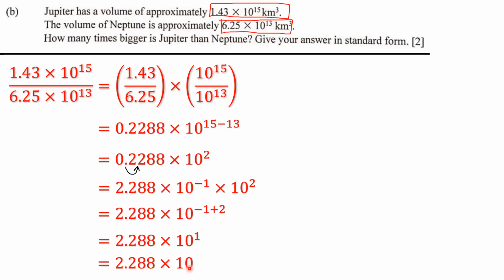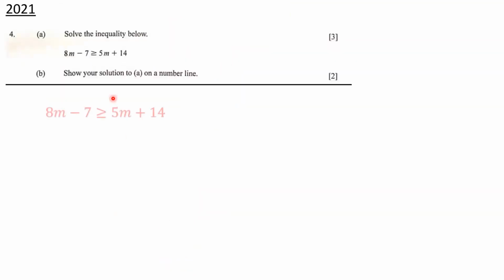Okay, let's move on to the next question. Here we have to solve this inequality. The inequality that we have is 8m minus 7 is greater than or equal to 5m plus 14.